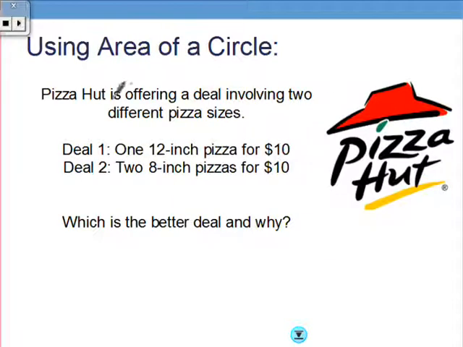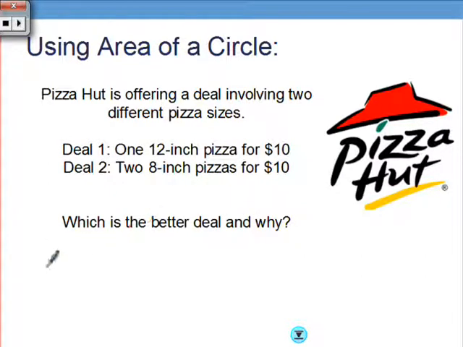So how can we use the area of a circle? Pizza Hut is offering a deal involving two different pizza sizes. Deal 1 is one 12-inch pizza for $10. Deal 2 is two 8-inch pizzas for $10. Which is the better deal and why?